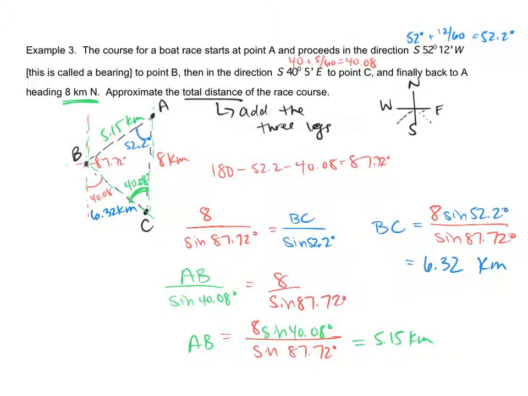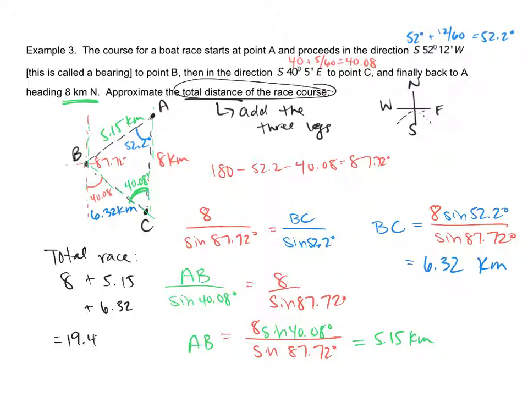I now know all three angles and all three sides, so I have solved my triangle. But remember, we are looking for the total distance of the race course, which means I must add up all three sides. When I do that, I get that the total race is 8 kilometers plus 5.15 kilometers plus 6.32 kilometers, which means that that grand total is 19.47 kilometers.